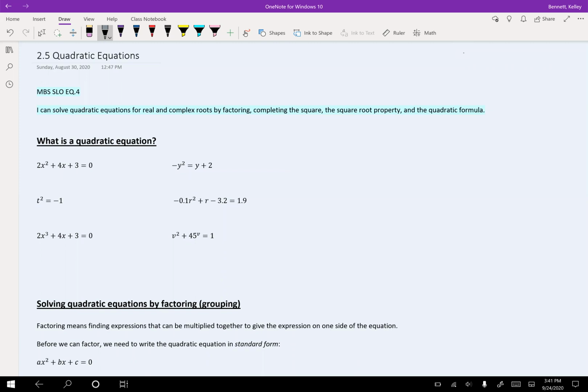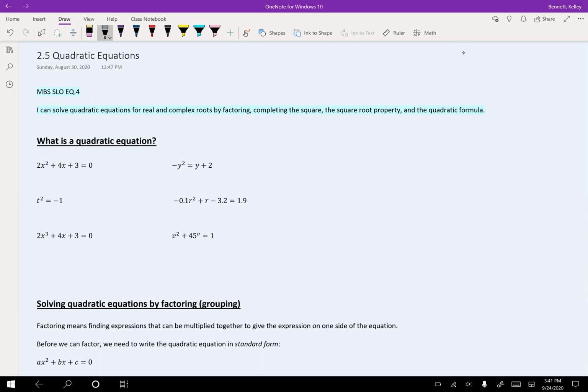So today we're going to be focusing on the SLO EQ4, which is I can solve quadratic equations for real and complex roots by factoring, completing the square, the square root property, and the quadratic formula. So in order to tackle this, let's begin by identifying what is and what is not a quadratic equation. A quadratic equation is actually a polynomial where the highest degree is 2.